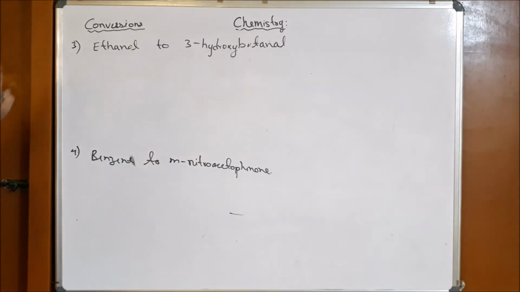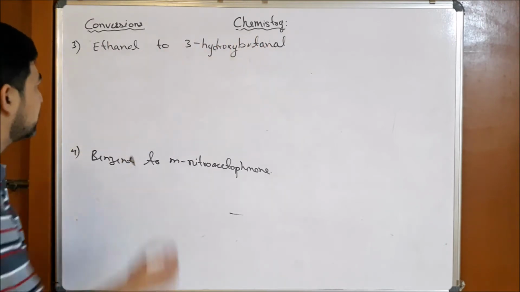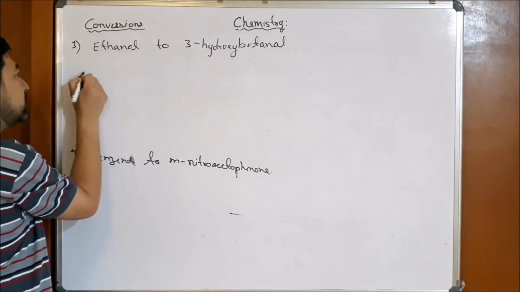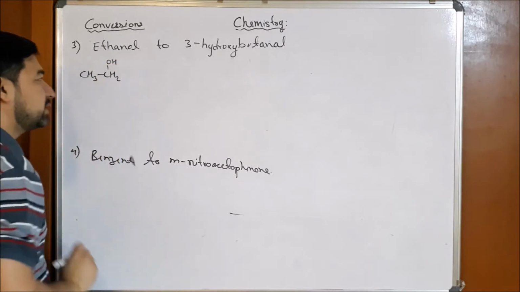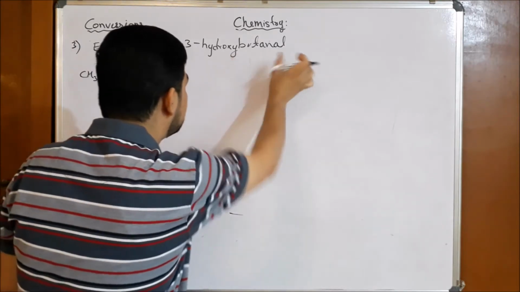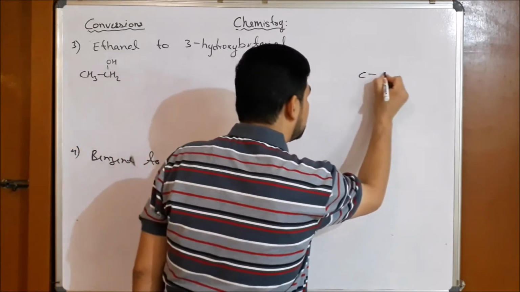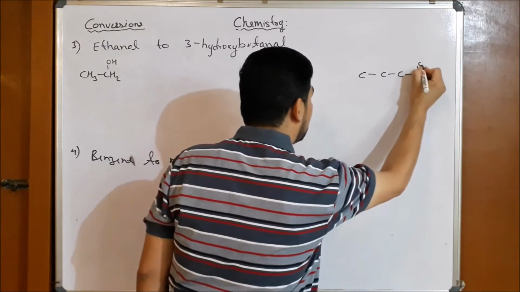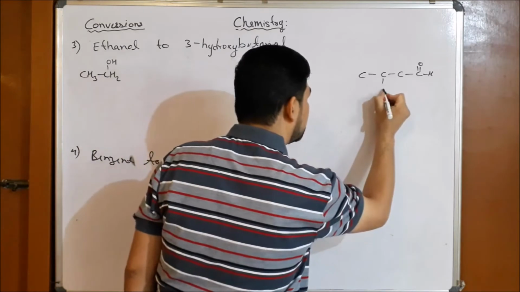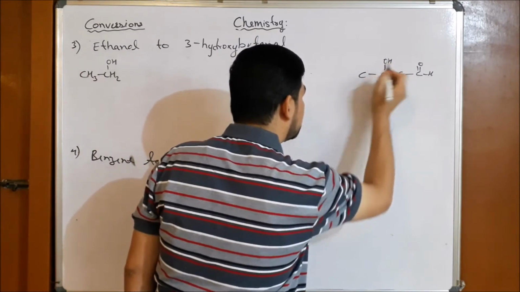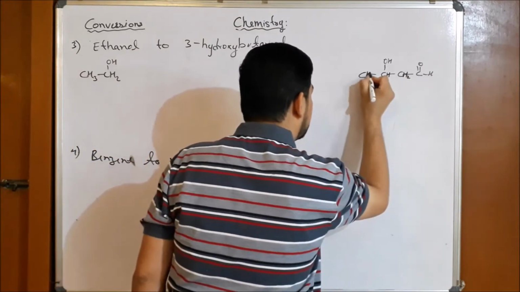Okay, the next conversion is ethanol to 3-hydroxybutanal. First we'll draw the structure. Ethanol is CH3CH2OH. Then 3-hydroxybutanal: 4 carbon, 1, 2, 3, 4 carbon with an aldehyde. Butanal, then 3-hydroxy. So I'll just write 3-hydroxybutanal.